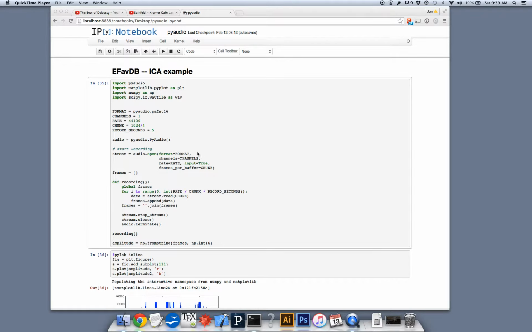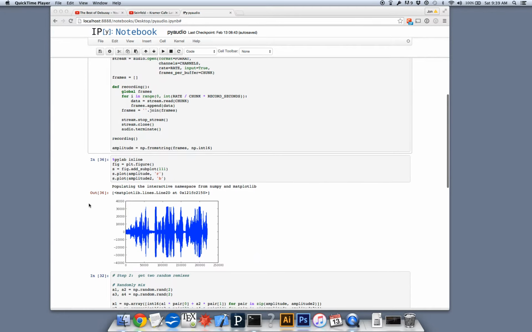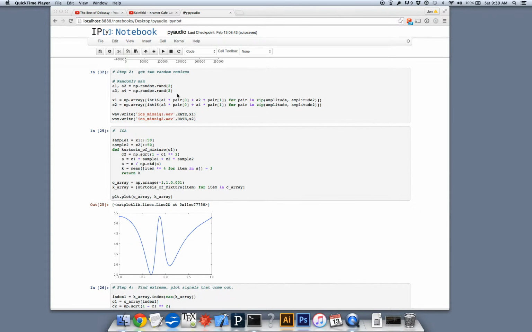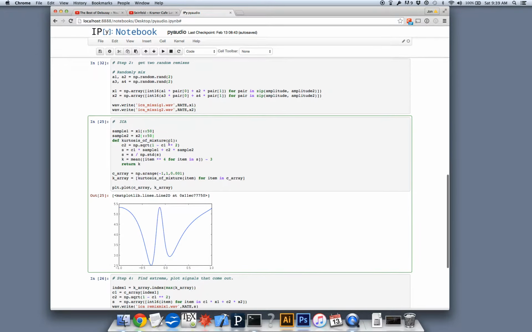Briefly, there are four essential cells in the notebook. The first one is devoted to taking the audio clips that we start with. The second cell creates random mixtures of the two audio clips. These two mixed signals are going to be the inputs to ICA, which is the third cell here.